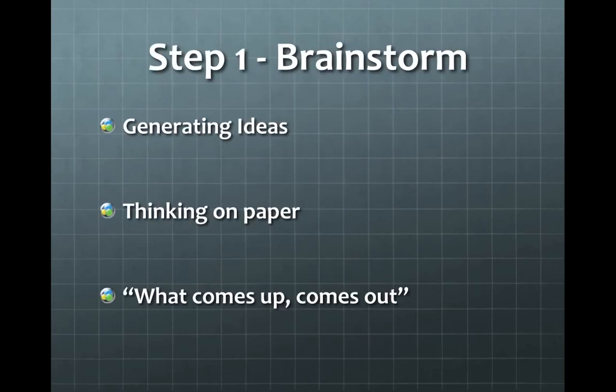So, the very first step is step one, brainstorming. I'm sure you're very familiar with this step. This is the step in which you generate the ideas for your paper. So you're thinking about what you're going to write, but you're actually thinking about it and putting it on paper. So you're thinking on paper. What comes up comes out at this step of the writing process. This is the unorganized step in which you get to do a lot of things, maybe one of which would be free write. So this is where you gather all of your ideas.